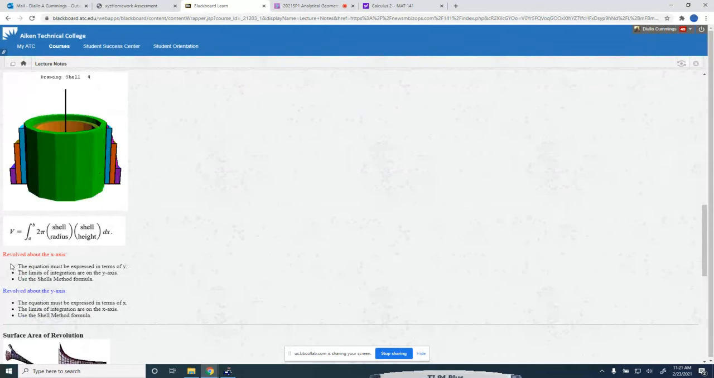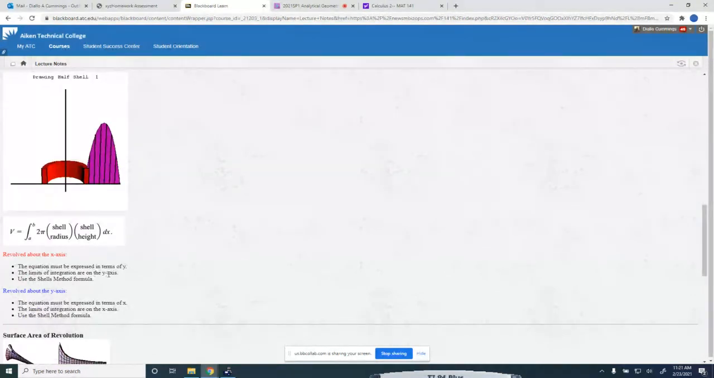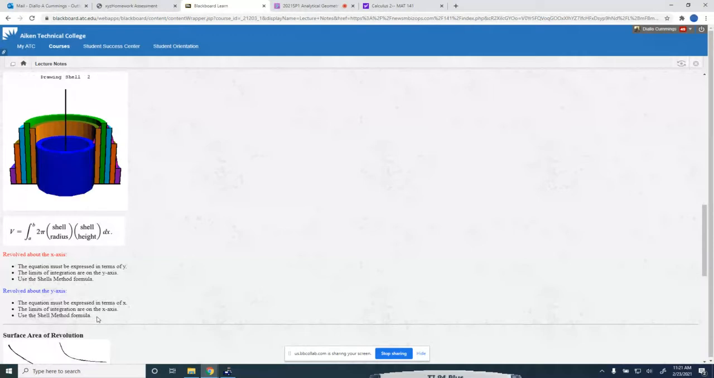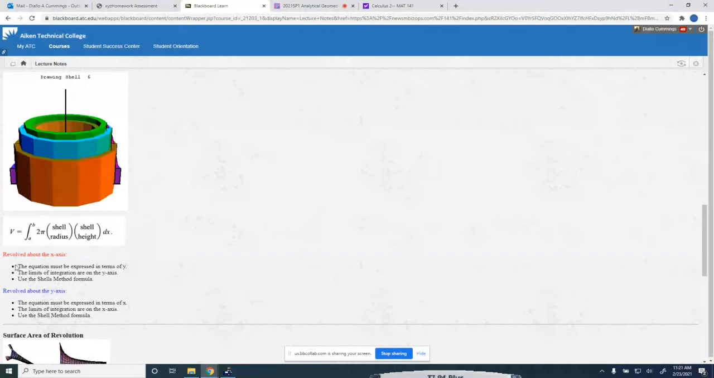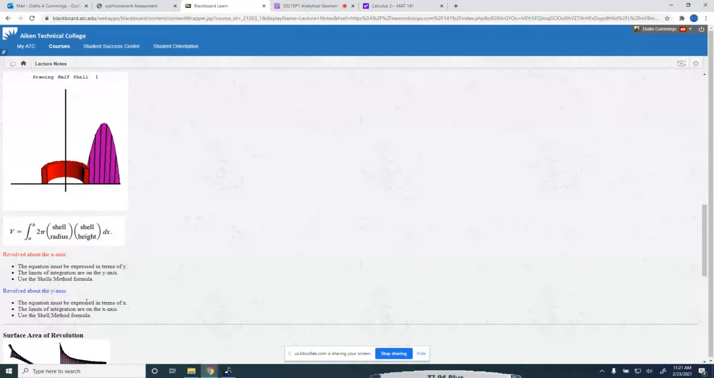If you're using the cylindrical shell method about the x-axis, your equation must be expressed in terms of y. The limits of integration are also on the y-axis, and then you have the conditions met to use the shell method. If you're revolving about the y-axis, then your equation must be expressed in terms of x. The limits of integration are also on x, and then you can use the shell method. Now, before we go on any further, let's see what it means to express an equation in terms of x, and what it means to express an equation in terms of y.